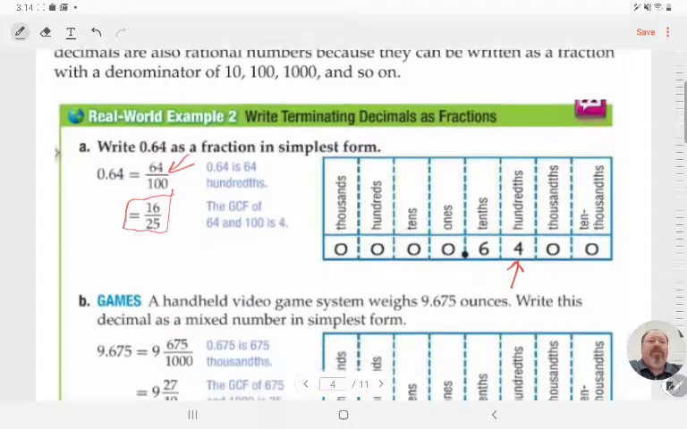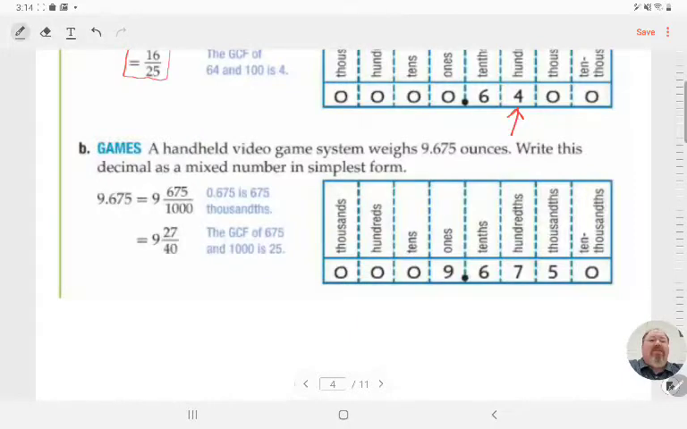A handheld video game system weighs 9.675 ounces, or 9 and 675 thousandths ounces. Write this decimal as a mixed number in simplest form. Again, when we look at it, the 5 is in the thousandths spot. So we're going to take the 675 and put it over 1,000. And then we simplify that down. We can divide the numerator and denominator both by 25, and we'll get 27 over 40. And then we bring our whole number down, so we have 9 and 27/40.